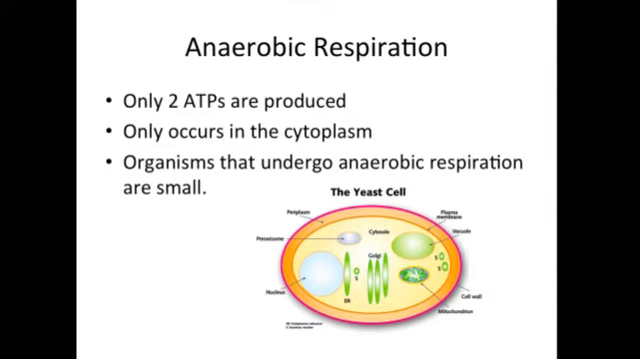So, a summary of anaerobic respiration: there are two types, lactic acid fermentation and alcoholic fermentation. The net result of each of these is that you only produce two ATPs. They both occur in the cytoplasm, and basically it takes place in an organism that's very small and doesn't have high energy demands. They don't have a lot of cellular components, so something like our little yeast cell here.